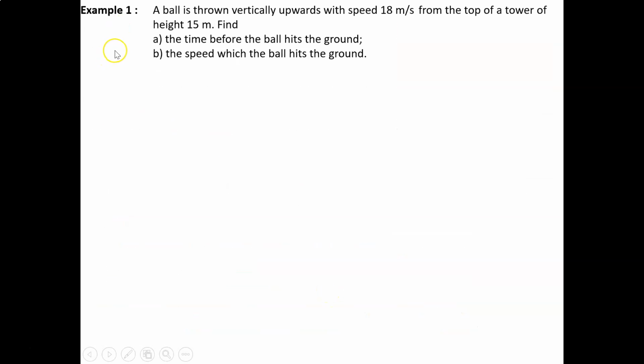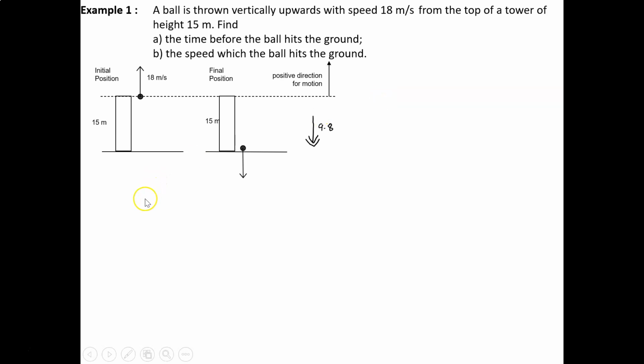So, first example. A ball is thrown vertically upwards with a speed of 18 meters a second from the top of a tower of height 15 meters. Find the time before the ball hits the ground, and the speed with which the ball hits the ground as well. So two parts to this one. It's nice to draw a diagram first so you know what's going on.